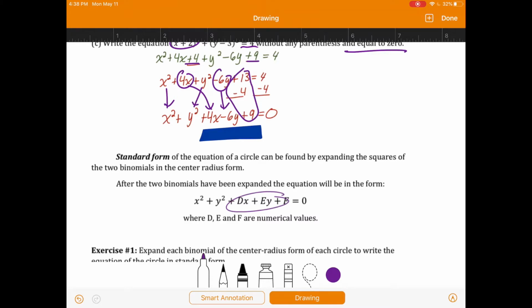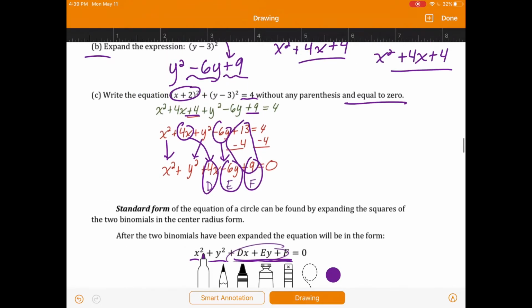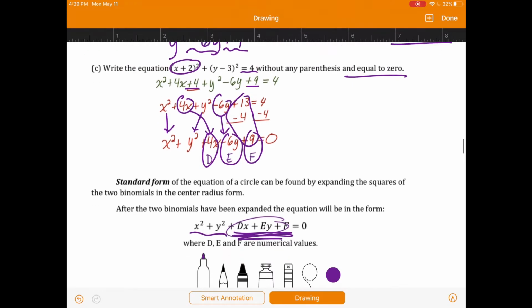And with standard form for any circle, you're going to have your x squared and your y squared first, and then you're going to have different numbers in here, okay? In this case, we've got 4 to be in the D spot, -6 to be in the E spot, and 9 to be in the F spot. So that's going to be basically our answers for this first part, okay? We put this in standard form.